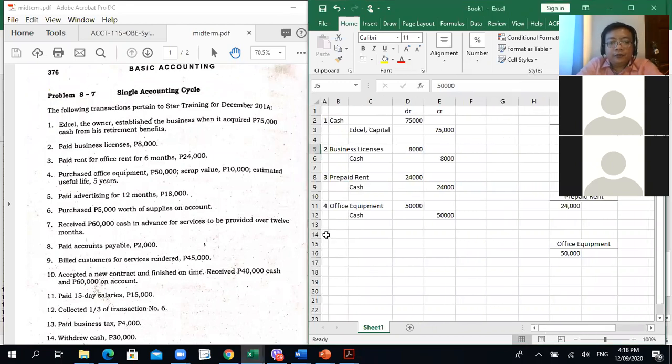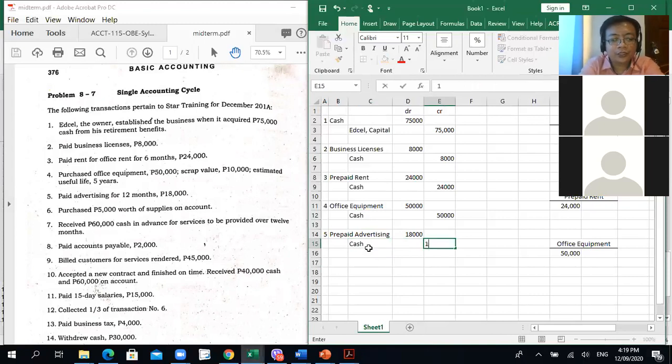All right. Next is number 5. Sorry, it's a number, ano ha? Ito ha, should be number 9 to, ano? So, very good na, you ask question. Number 5, paid advertising for 12 months at 18,000. Since we will use the asset method, basically, we will use prepaid advertising. How much? This 18,000. What is the credit? So cash.